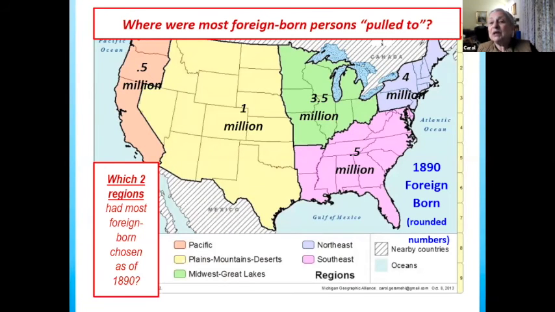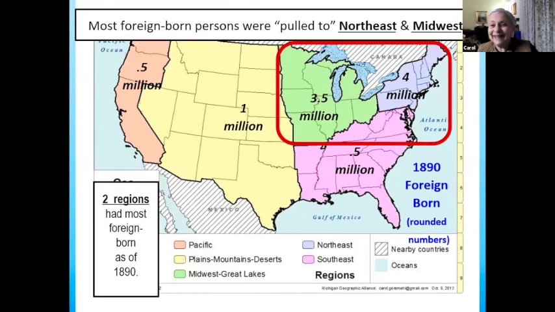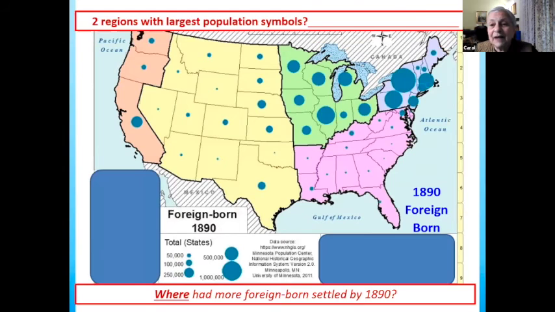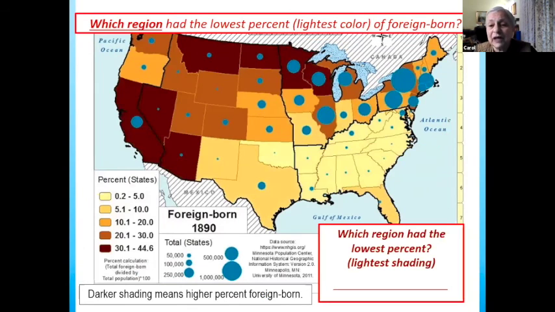Where did people go? Notice 4 million people went to the Northeast where manufacturing was. 3.5 million foreign born went to near the Great Lakes, which was also part of the corn region. And look at how few went to the South, where slavery had been. Circles can also show that. Look at the very small circle symbols showing foreign born. Very few going into the South where slavery had been.